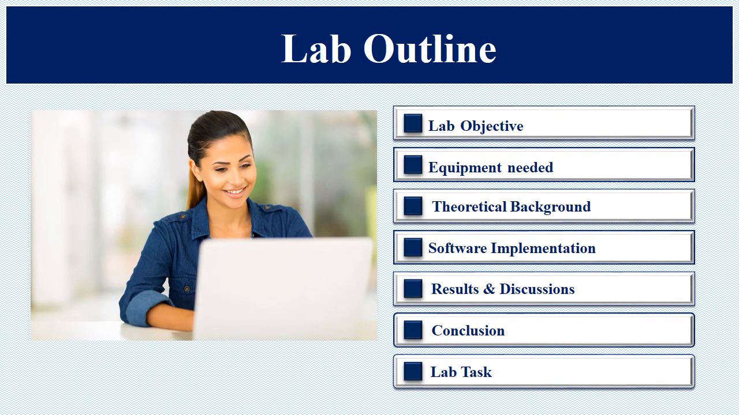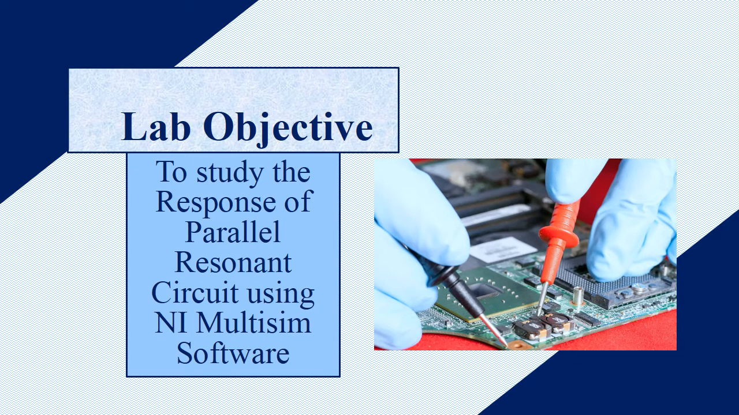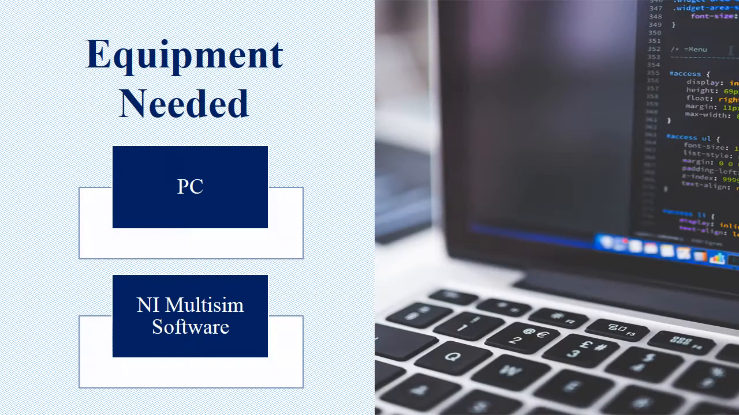Agenda of this experiment includes 7 different sections: lab objective, equipment needed for the experimentation, theoretical background of the experiment, software implementation, results and discussion part, conclusion and the task assigned. The title of today's experiment is to study the response of a parallel resonant circuit using NI Multisim software. Equipment needed for the experimentation is NI Multisim software installed on the personal computer.